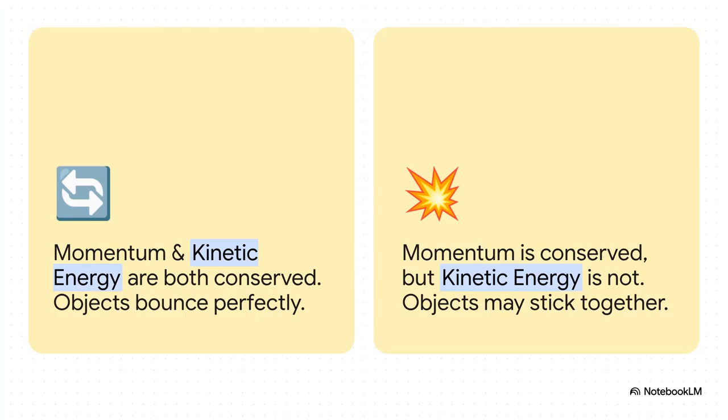Okay, let's make this simple. In any collision, momentum is always conserved. That rule is unbreakable. The real difference between these two types of collisions comes down to kinetic energy. In a perfectly elastic collision, kinetic energy is also conserved. Think of two billiard balls bouncing perfectly. But in an inelastic collision, some of that energy gets lost as heat, sound, or damage, like in a car crash.